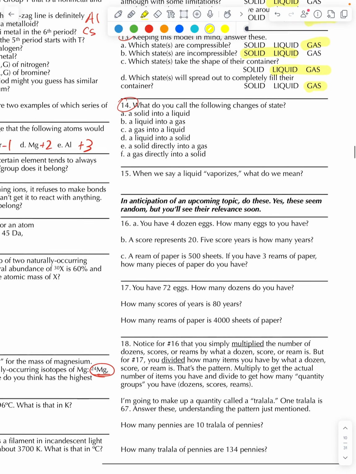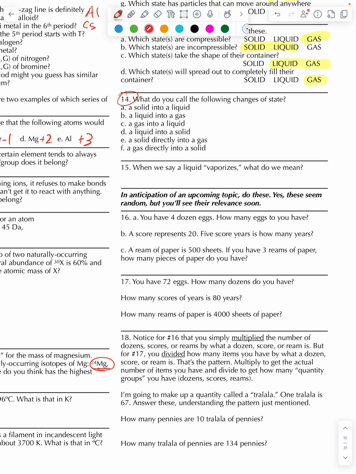What do you call the following changes of state? Maybe I'll say them verbally. Solid into a liquid is melting. Liquid to a gas, that's condensation.